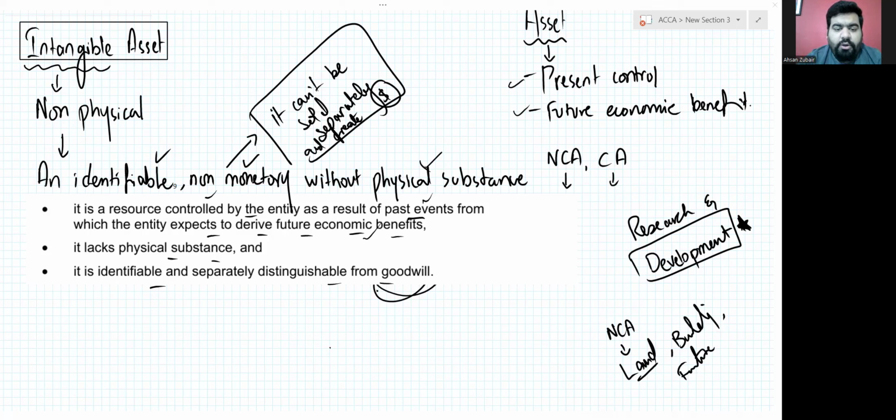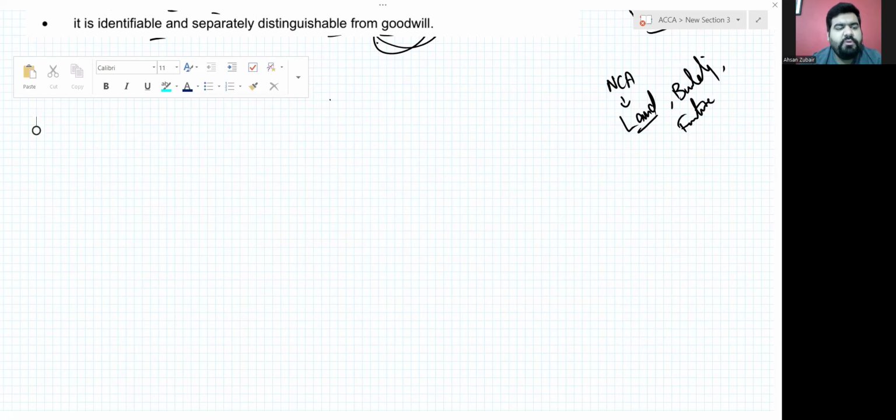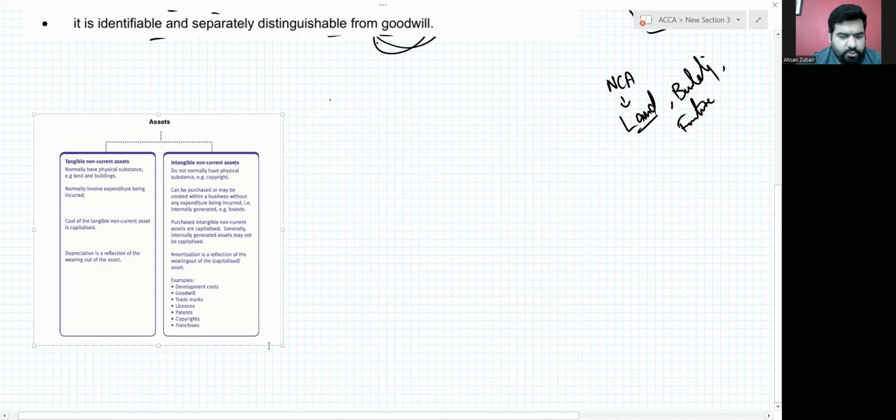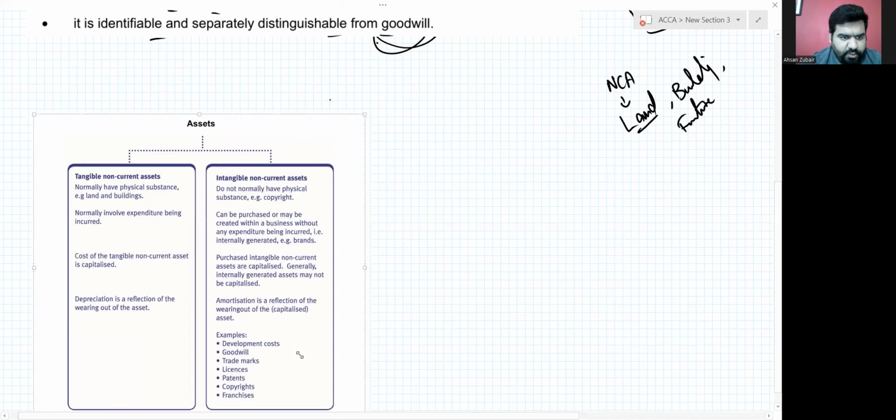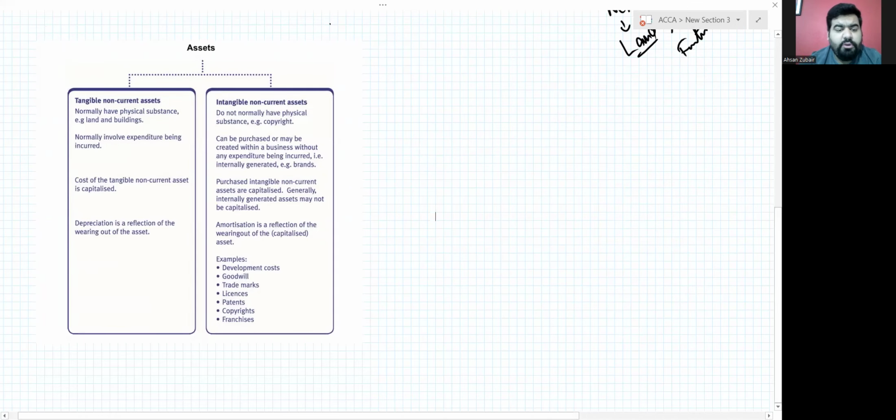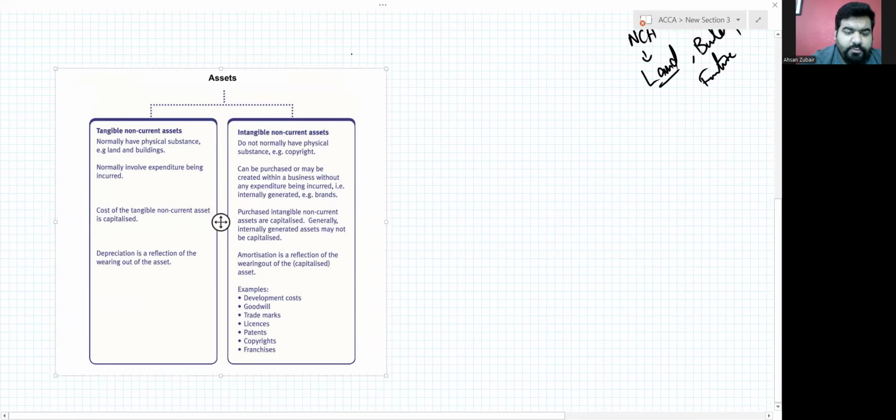After that, we have to understand the basic concept of some differences between tangible non-current assets and intangible non-current assets. I am taking some part from the notes and writing here. Now we are going to do some differences: tangible non-current asset and intangible non-current asset.